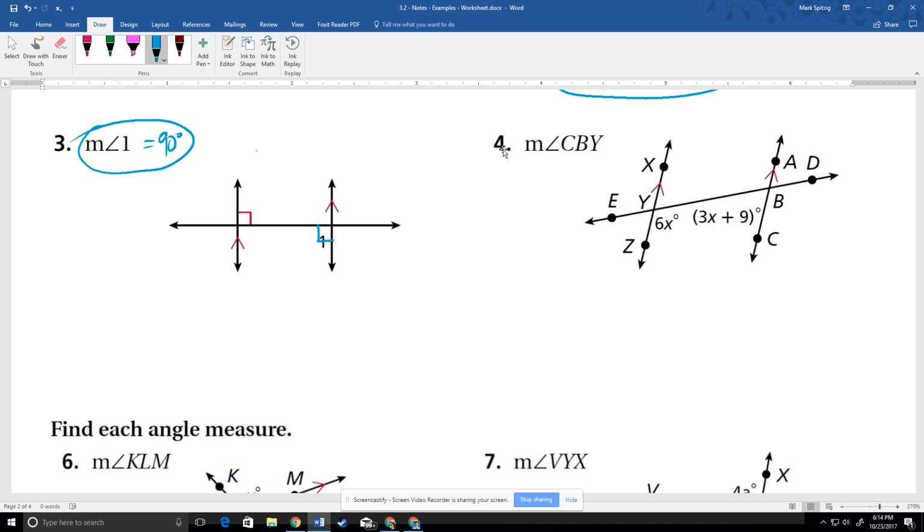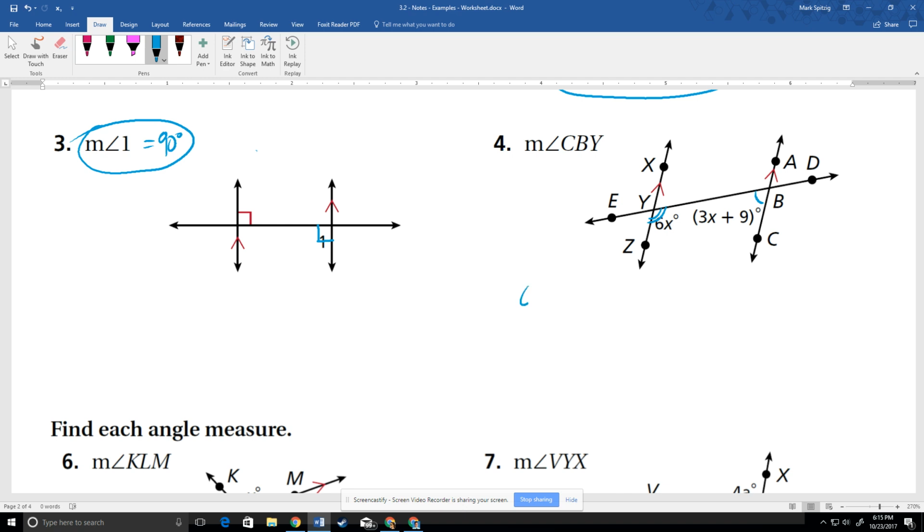Okay. Next one, CBY. So we're looking at CBY. So this angle right here, which is marked as 3X plus 9. We know that this angle here is 6X. So the relationship between those two, we can see, oh, well, these lines are parallel. So these are in the interior. They're on the same side. Oh, they're same side interior. So that means they're going to be supplementary.